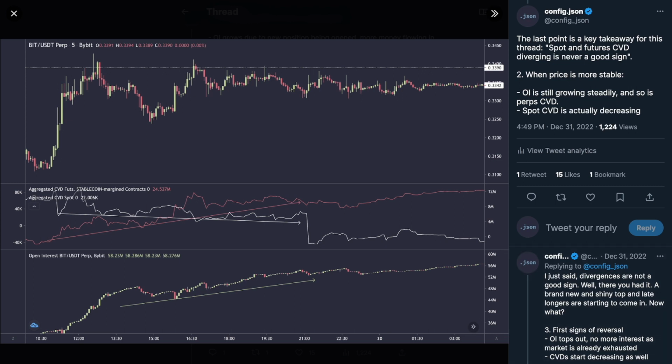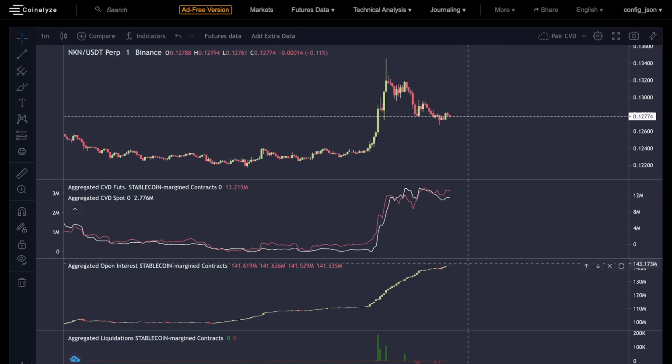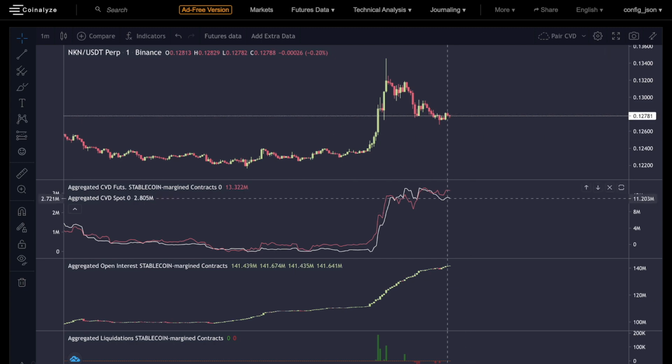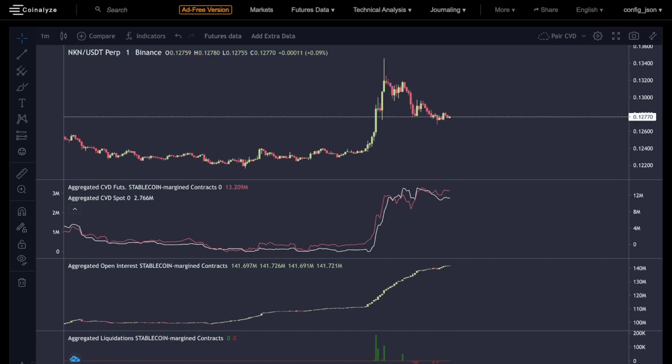So next we have phase 3, basically the first signs of reversal. OI will start topping out, will start flat or even going down a bit. Then these late longers will start getting liquidated if we go lower, and CVD will also go down naturally. And then we'll get back to phase 1, in which price is stable, late longers have got liquidated on this move. And basically these are the 3 stages to identify.